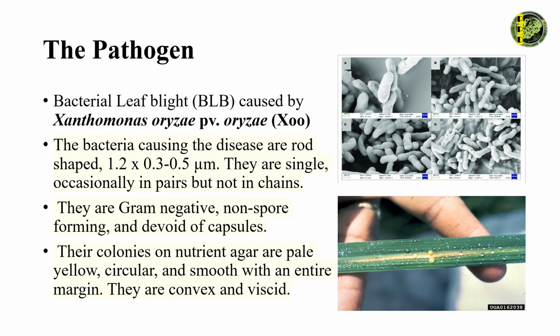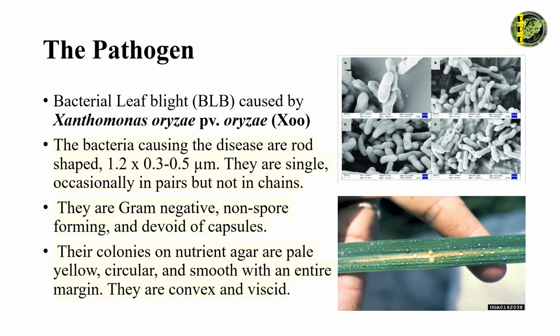Let's discuss the pathogen. The causal organism of this disease is a bacterium called Xanthomonas oryzae pathovar oryzae. The bacterium is rod shaped, measuring 1.2 micrometer in length and 0.3 to 0.5 micrometer in width. They are found as single cells, occasionally in pairs, but not in chains.